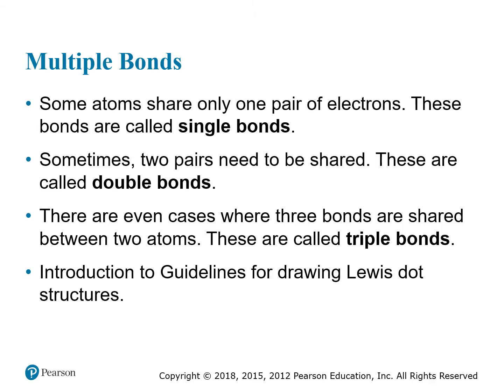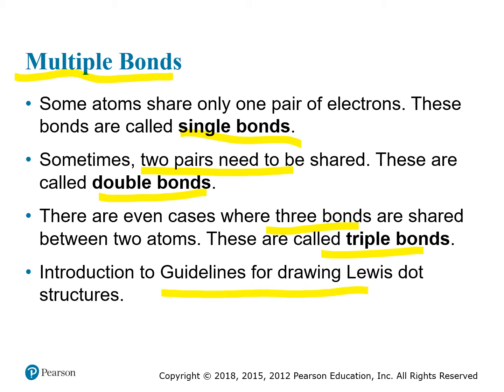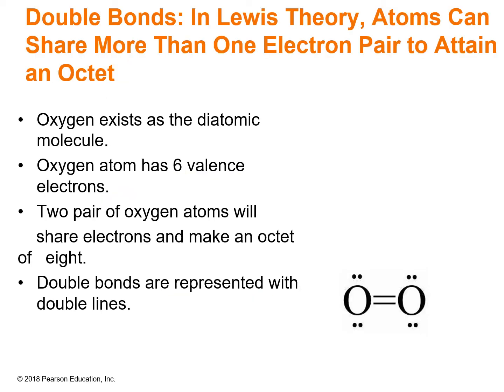Okay, now some structures just make single bonds, like we saw in the example of chlorine. Some structures share two pairs of electrons and they make double bonds. We're going to see an example of oxygen. And some share three pairs and make triple bonds, which will be the example of nitrogen shared in the next slide as well. So we can have multiple bonds as well. And after that, I'm going to introduce you to the guidelines and steps that we follow in order to draw the Lewis dot structures.